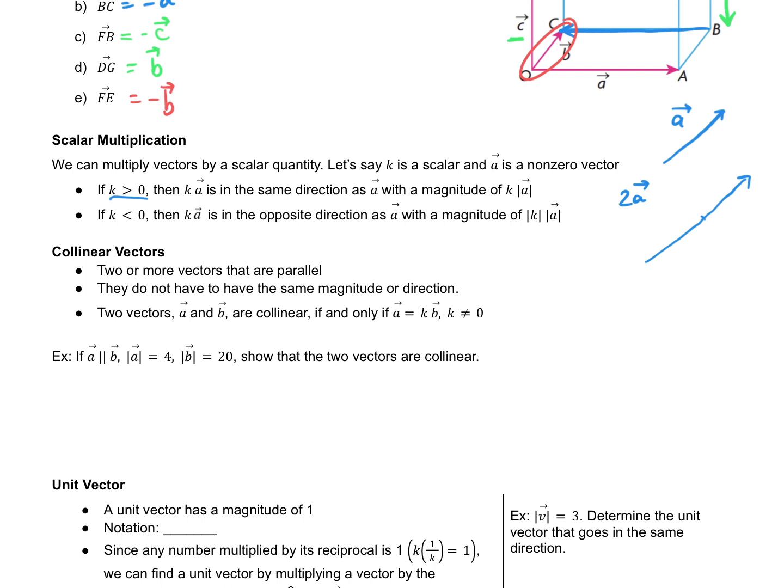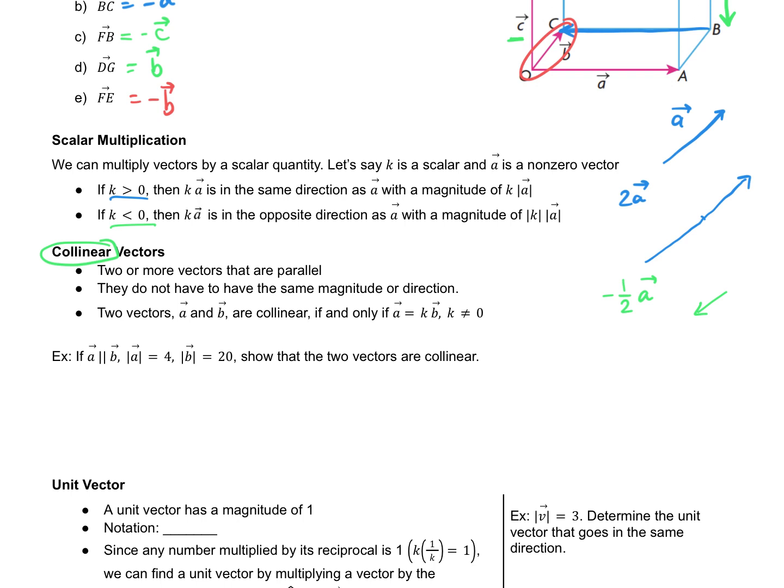If k is less than 0, so let's say I could pick negative 2, and it'll be the same size, just the arrow on the other side, but I'm going to pick a different value. So negative a half, let's say, times vector a. So the original vector a is going to be cut in half, so like this, and the direction will change. And there we are. But all three of these vectors are parallel. Okay? And this makes them collinear.